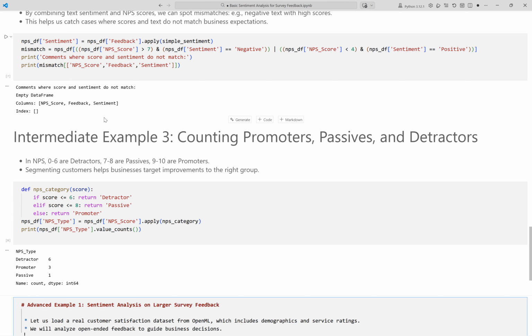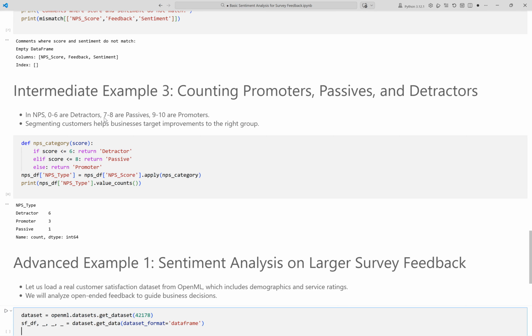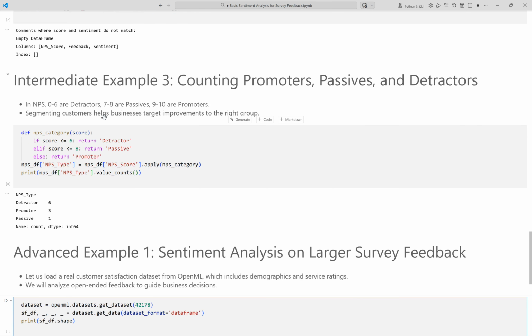Running the cell now. We load the customer satisfaction dataset from OpenML. This data includes many columns such as gender, contract, and churn. We print the size and first records to understand the structure.